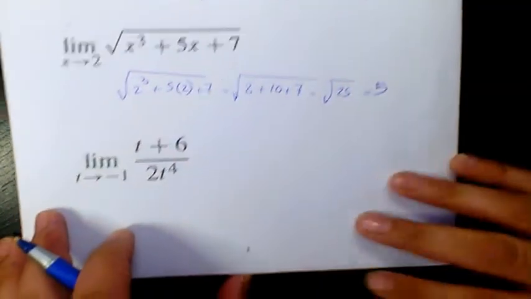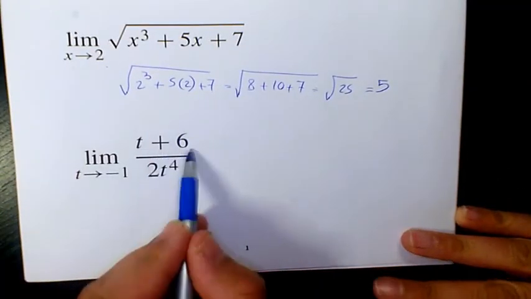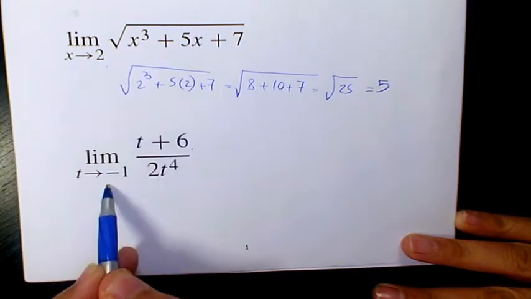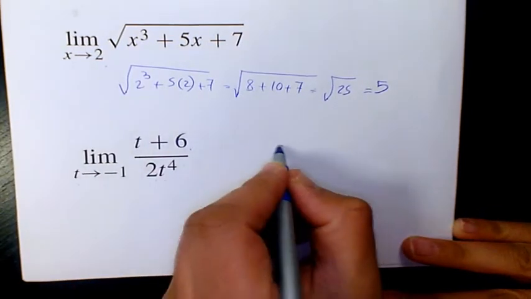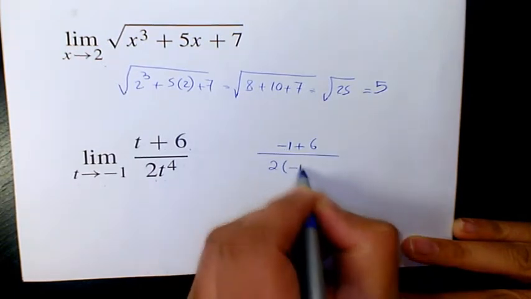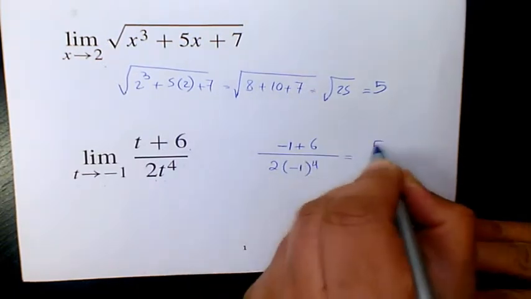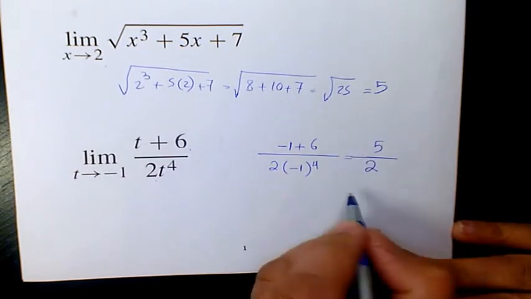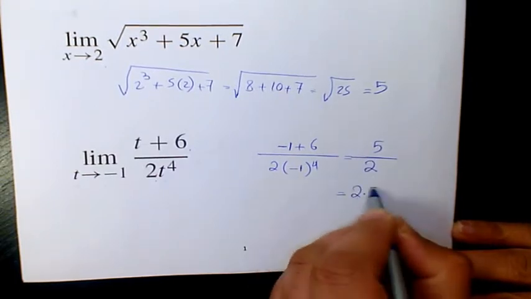Next example, t plus 6 divided by 2t to the power 4 when t approaches negative 1. So it's going to be negative 1 plus 6 divided by 2 times negative 1 to the power 4. That's going to be 5 over 2 times 1, which is 5 over 2. Or we can say it's 2.5.